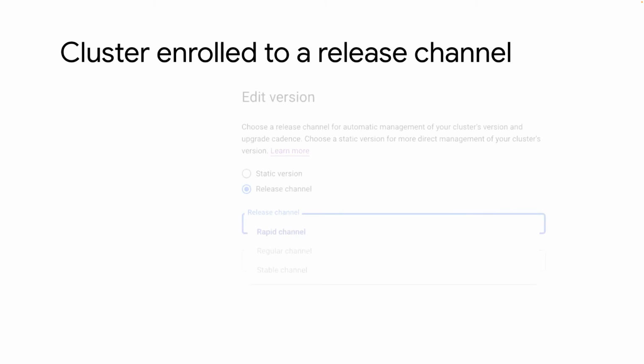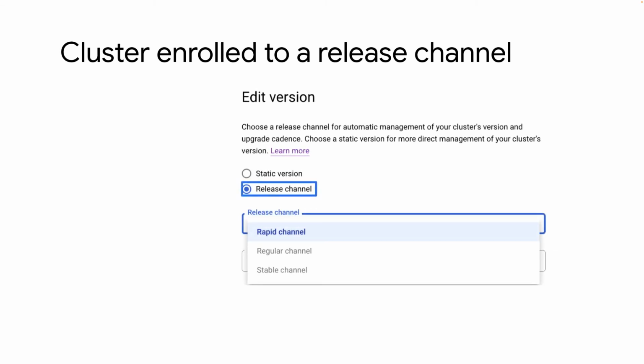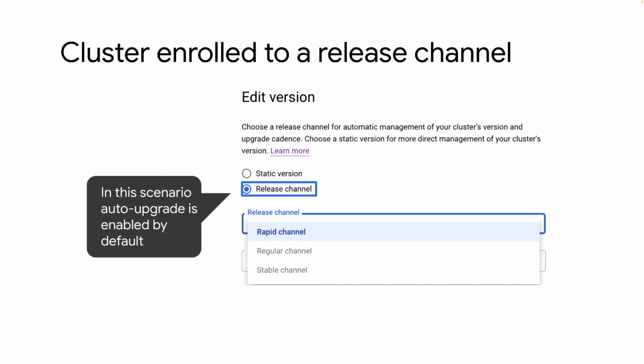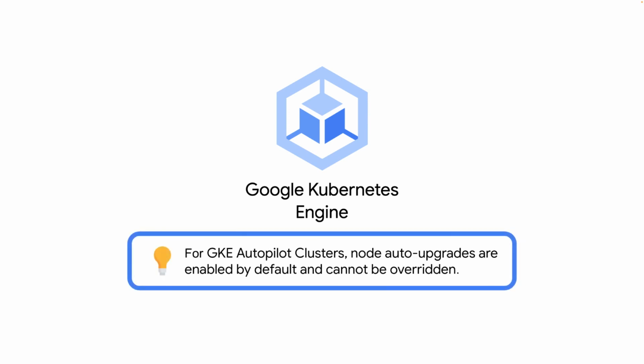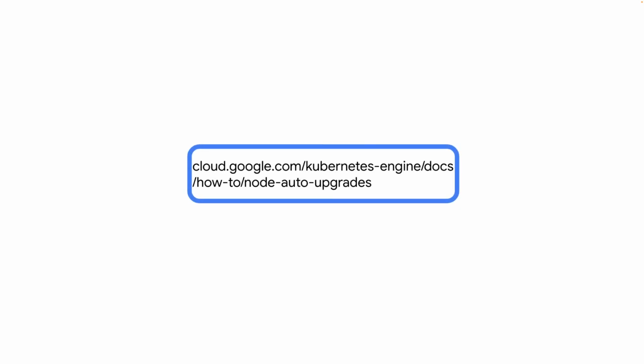One last note. Clusters enrolled in release channels can also be upgraded. In this scenario, auto-upgrade is enabled by default and cannot be disabled. Finally, if you are running a GKE Autopilot cluster, node auto-upgrades are enabled by default and cannot be overridden. Check out the documentation for more information on GKE node auto-upgrades.